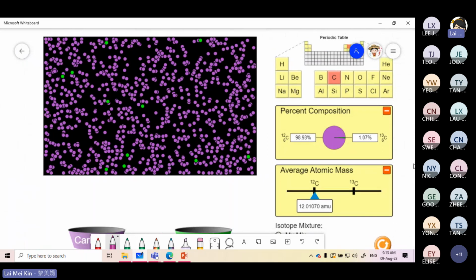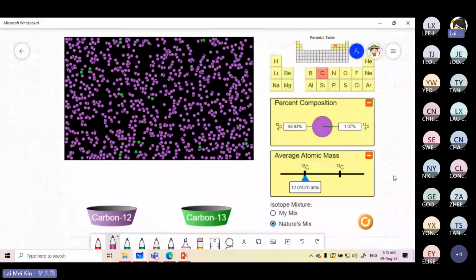Let's say I have carbon. Carbon 12, I have 98.93%. Carbon 13, I have 1.0%. 12 is more. So your relative atomic mass, your average, is closer to 12 or 13? Closer to 12.